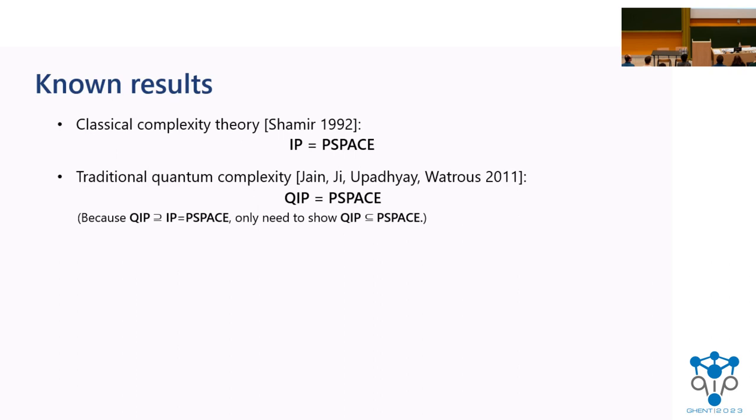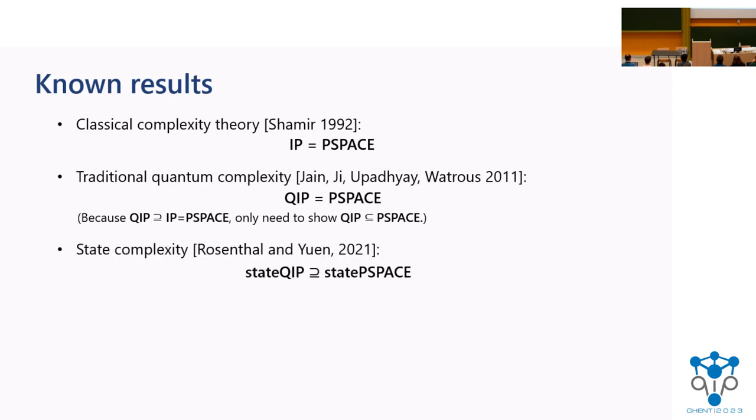So this is all in the traditional complexity setting of decision problems. What about state complexity? This is a much newer thing to study. But 2 years ago, Rosenthal and Yuen showed that, in fact, stateQIP contains statePSPACE. And this you should think of as the state complexity analog of this result of Shamir, because here also the hard direction is this inclusion that IP contains PSPACE. And in fact, this protocol for showing this is a kind of version of this run in superposition.